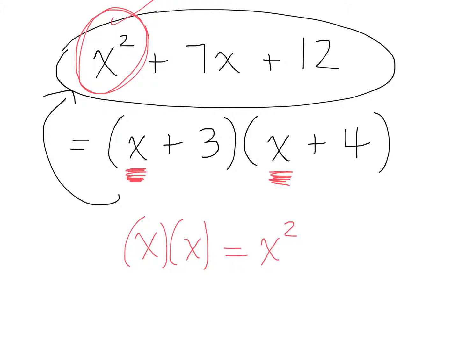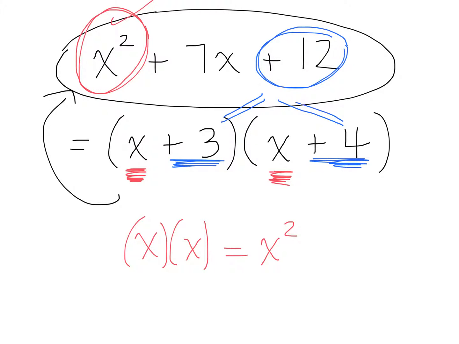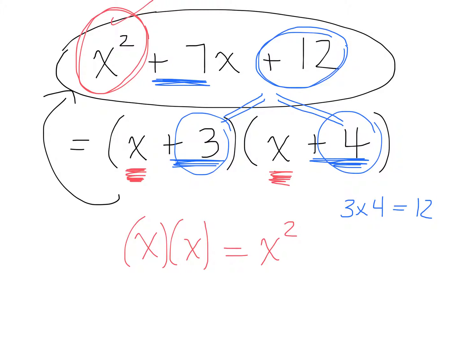Now compare the last terms in each of the binomials. So we have a positive 3 and we have a positive 4. Does anyone notice a pattern? Let's start with the last term. We have a 3 and a 4, and the last term here was 12. How would you get 12 with 3 and 4? We would multiply. What about to get to the second term? How would you get to 7 if you had 3 and 4? You would add. So you just figured out the rule.